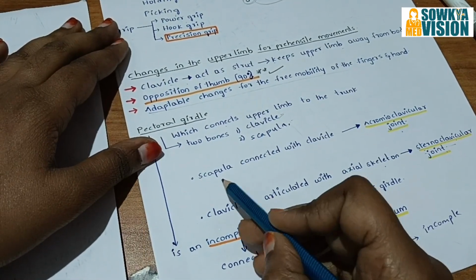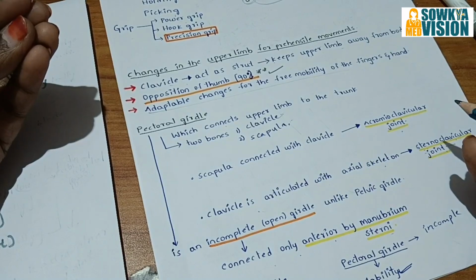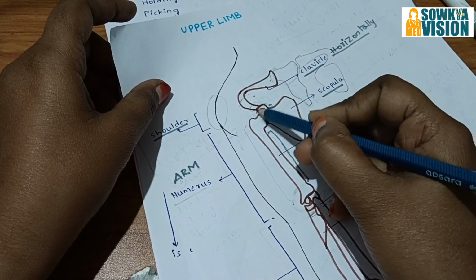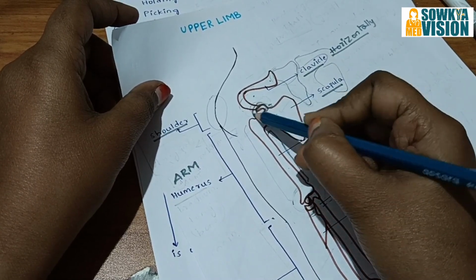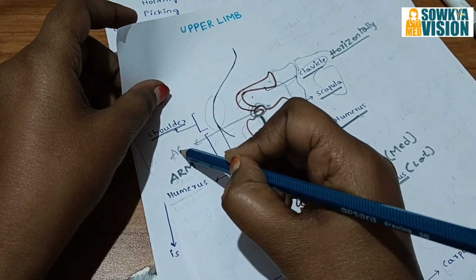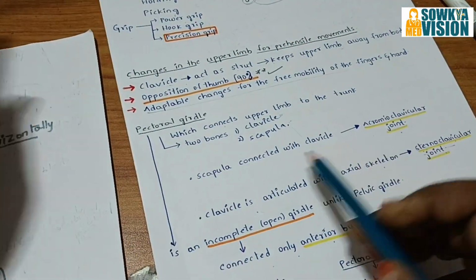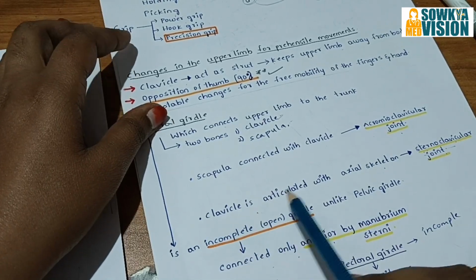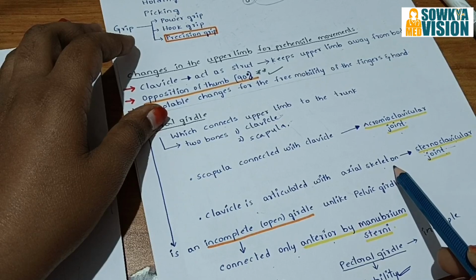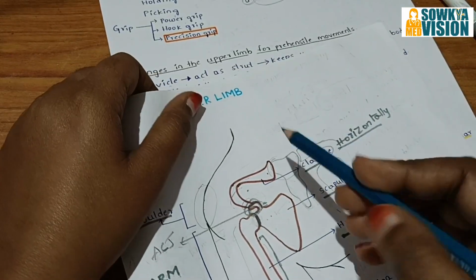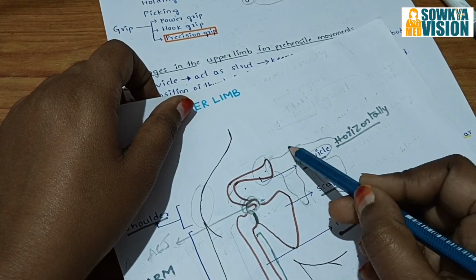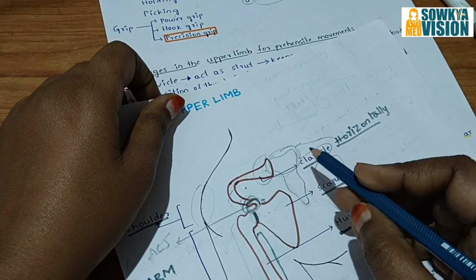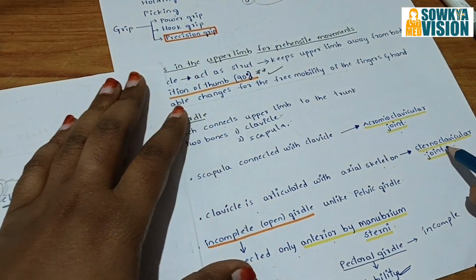The clavicle and the scapula. The scapula is connected with the clavicle. Here we have the lateral end of the clavicle. This is the acromion process of the scapula, connected and forming the acromioclavicular joint. The scapula is connected with the clavicle forming the acromioclavicular joint. Obviously, the clavicle is articulated with the axial body. Here, as we said, the medial part of the clavicle articulates with the manubrium sterni, part of the sternum, to connect with the axial body, forming the sternoclavicular joint.